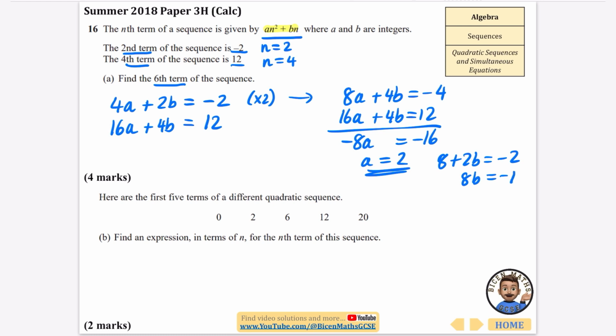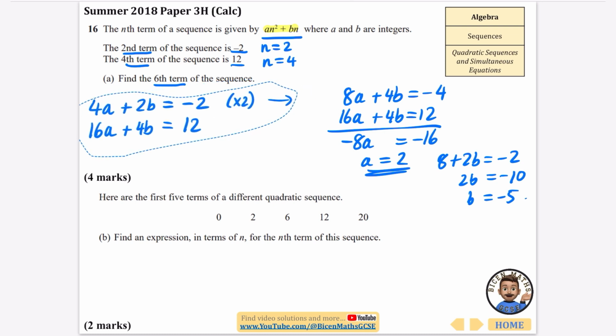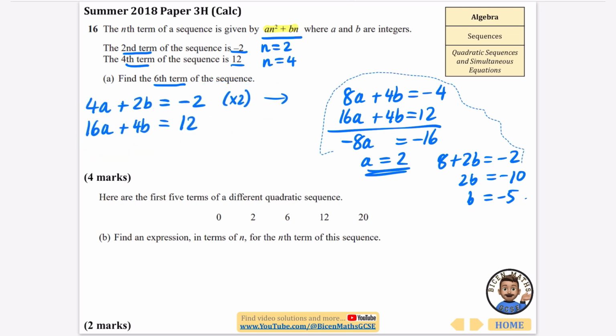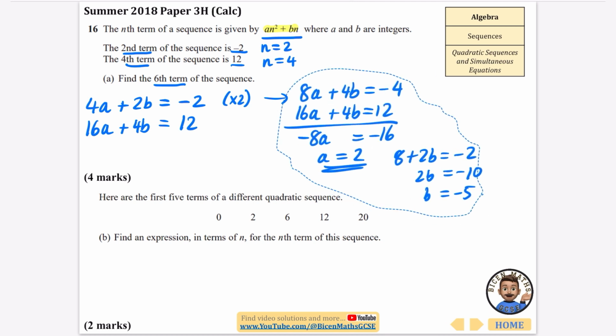Why have I suddenly changed that to an 8 in front of the b? No wonder I was confused. So 2b is -10, which means b is -5. Now I'm actually going to take some of this and see if I can squeeze it in a little bit tighter, because I'm going to run out of space for the last part of the question.